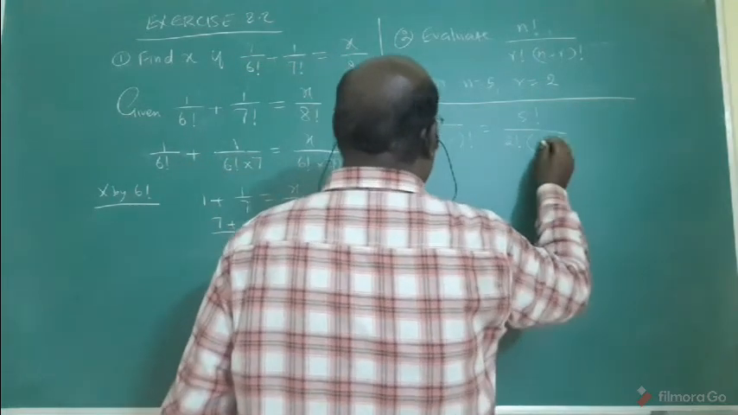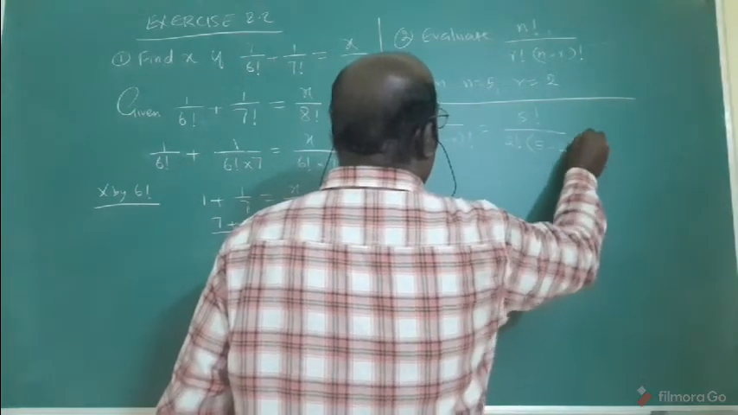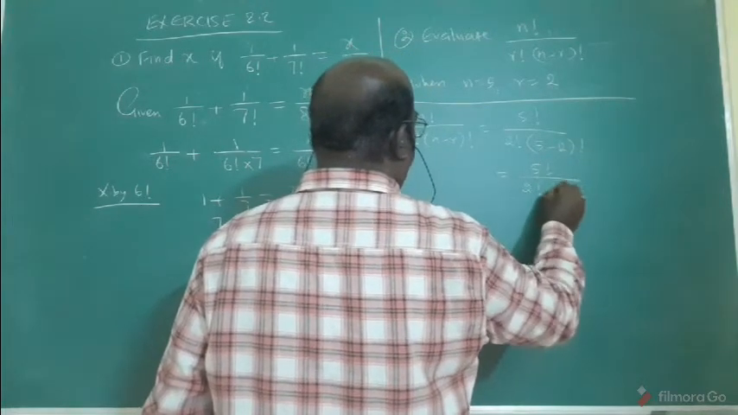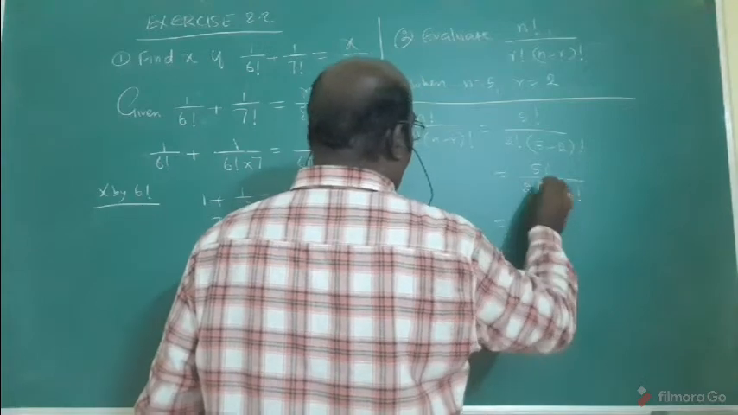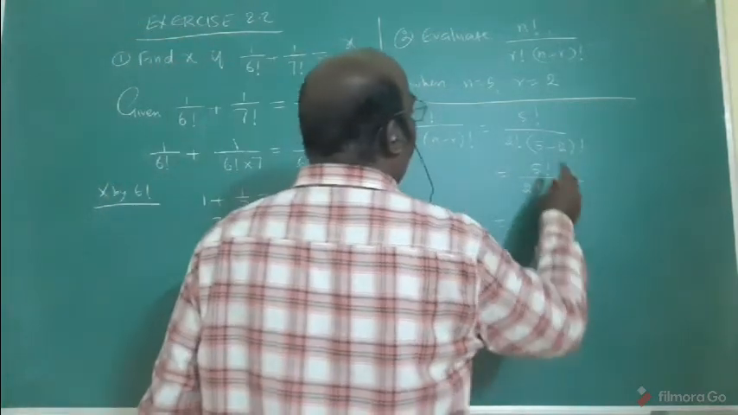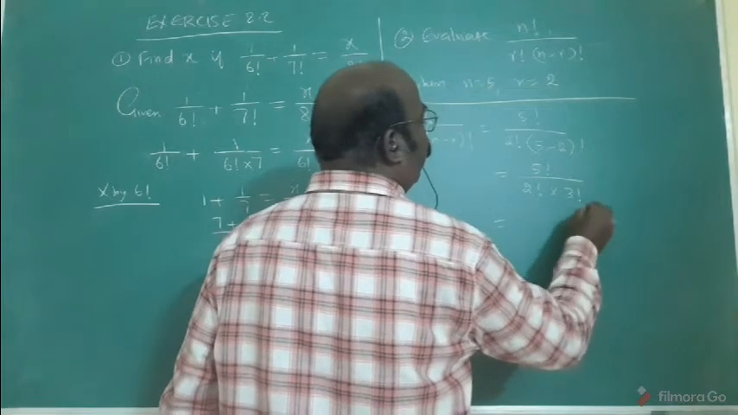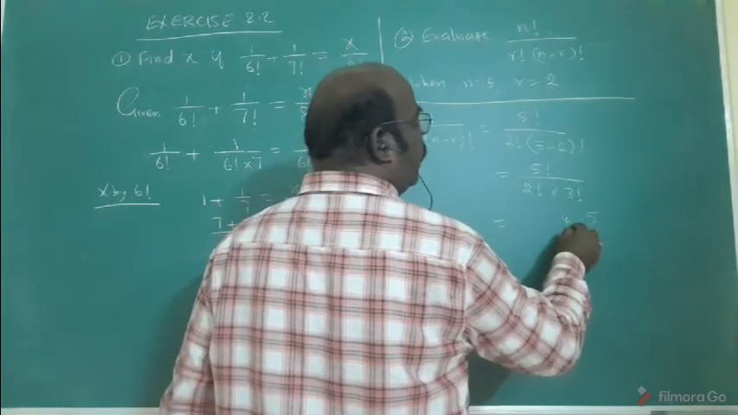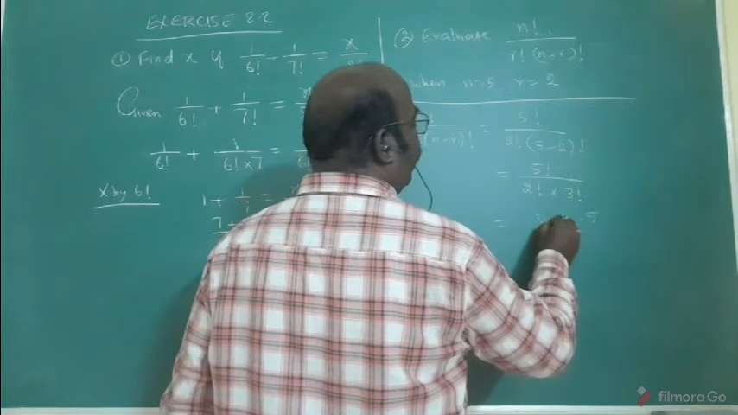Otherwise, we will put the number 5 minus 2 factorial. Now 5 factorial here, 2 factorial into 3 factorial. Now, we don't want factorial, no? That's why this 5 factorial can be written without factorial as 5 into 4 factorial, and 4 factorial can be written as 4 into 3 factorial. Am I right?